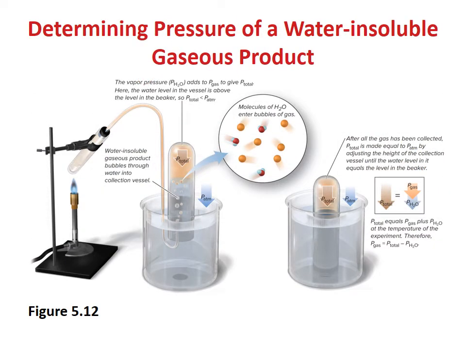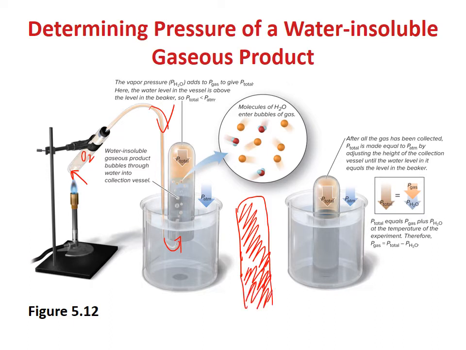This diagram shows how some gases can be produced and collected in the laboratory. As an example, potassium chloride, when heated, produces oxygen gas, and the oxygen gas then bubbles through water into a collection vessel. The collection vessel is an inverted test tube, initially full of water.